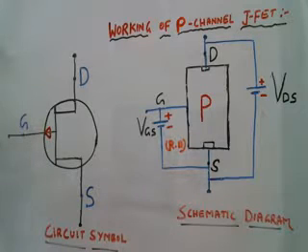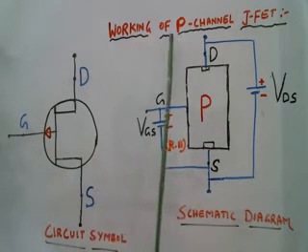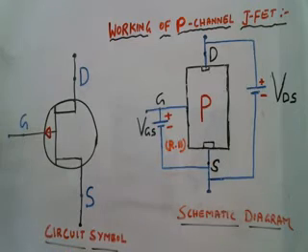In this session, we will discuss the working of p-channel JFET. The working of p-channel JFET is the same as the working of n-channel JFET except for the change in polarities. So p-channel JFET consists of a p-type bar, positive type bar. What is a bar? A bar is a rectangular piece of semiconductor. So this is a p-type bar.